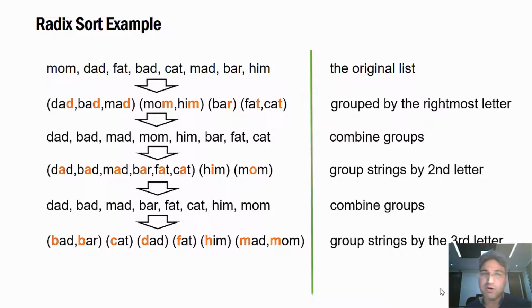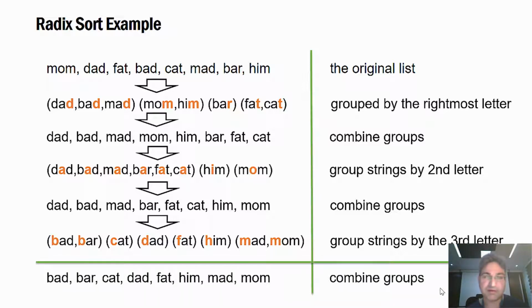When I exhaust all the positions for all the words, if I combine them in the last iteration, I get a sorted array or list. Just take a look. Bat comes before bar, definitely, because D comes before R. And bar comes before cat, and cat comes before dad. You can verify that's already sorted.